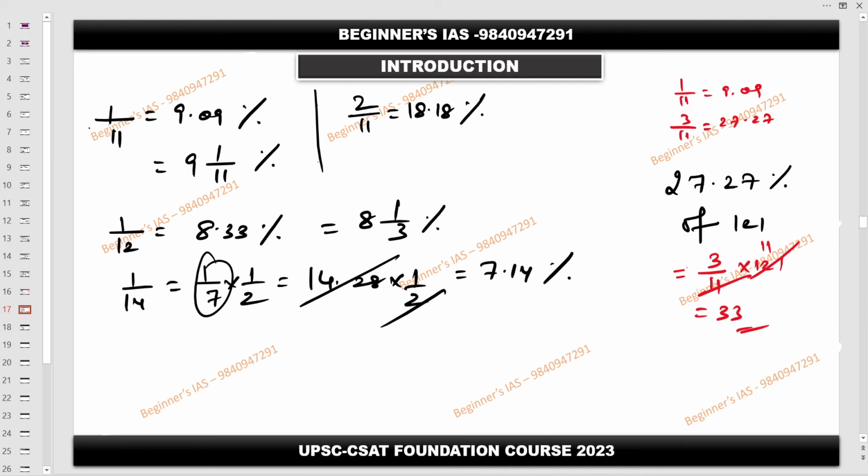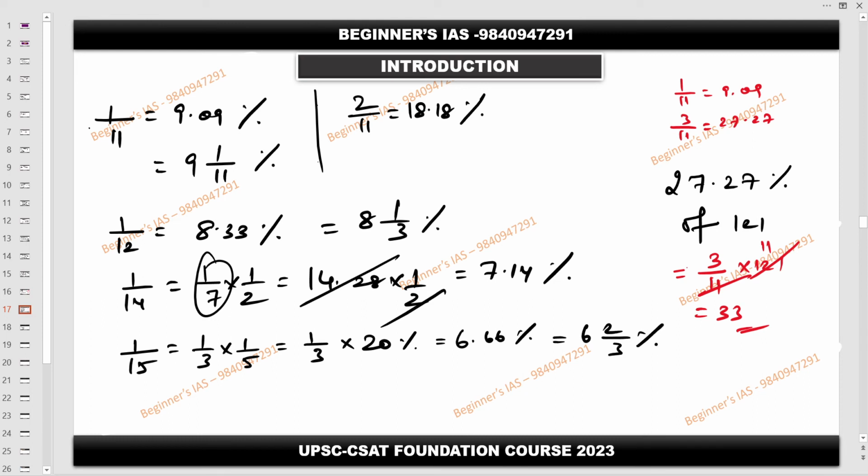Understanding? Fine. So 1 by 15 can be written as 1 by 3 into 1 by 5. 1 by 3, keep it. 1 by 5, you know, right? How much percentage? 20 percentage. Therefore 20 by 3 is obviously around 6.66 percentage. This is nothing but 6 2 by 3 percentage.